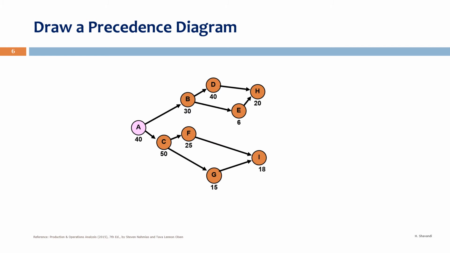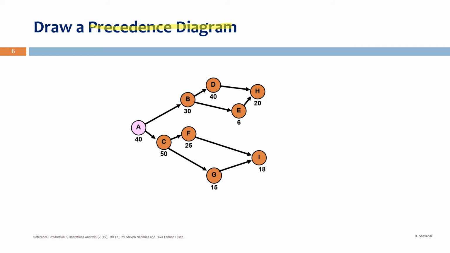Now, in order to continue solving this problem, we need to draw a precedence diagram. So the precedence relationships can be shown in a diagram. It's better in order to do analysis. So we draw a precedence diagram.